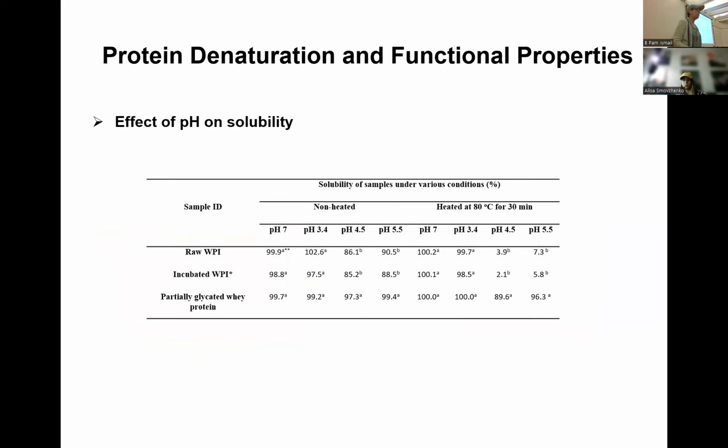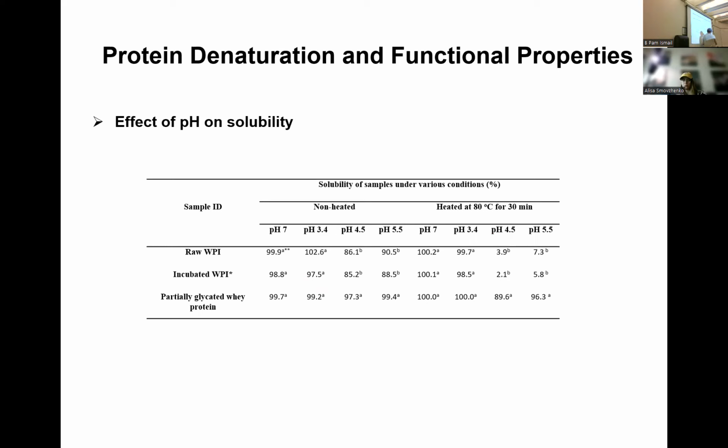All right, so usually I put the reference here. This is from my first PhD student 10 years ago. But I always like to give that example because it's showing you whey protein and a glycated whey protein. So if you look at whey protein at pH 7, 3.4, around its isoelectric point before you heat, you have wonderful solubility, above 85% soluble. Okay, it's a little lower around the isoelectric point, but still high enough.